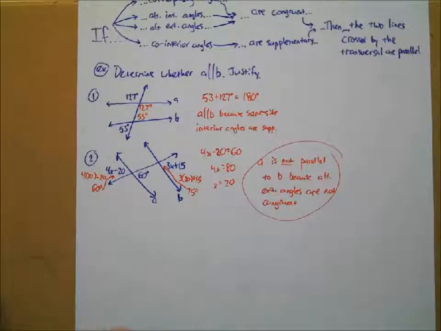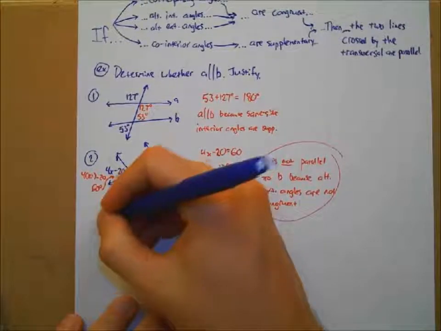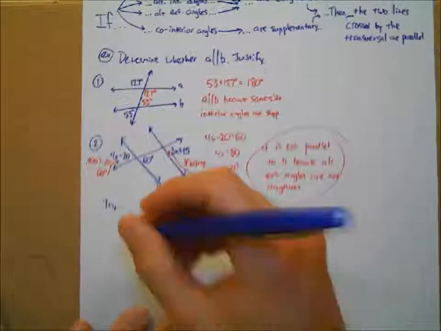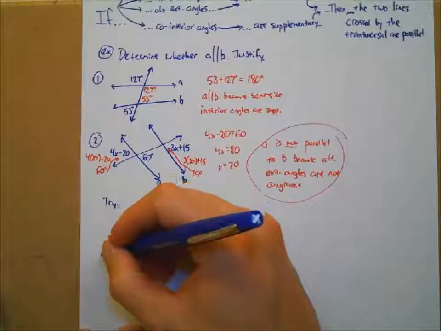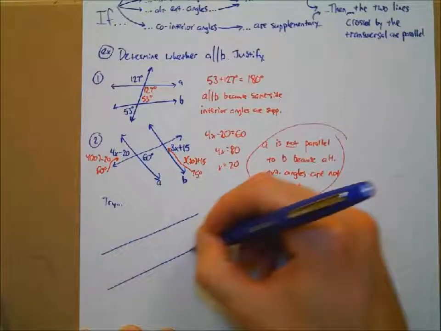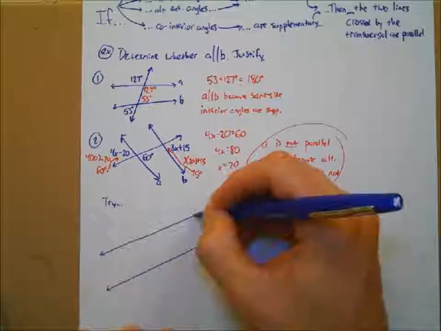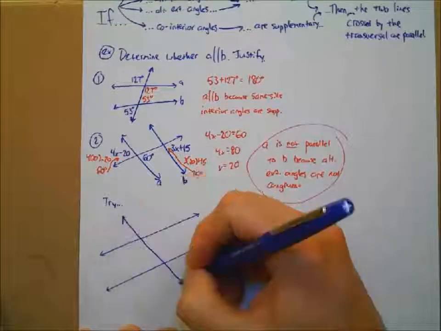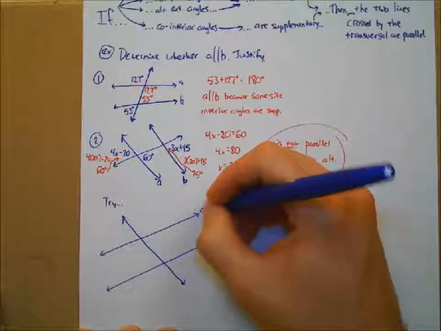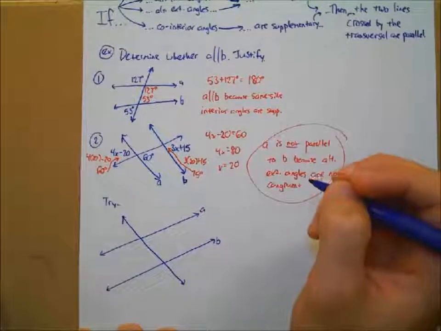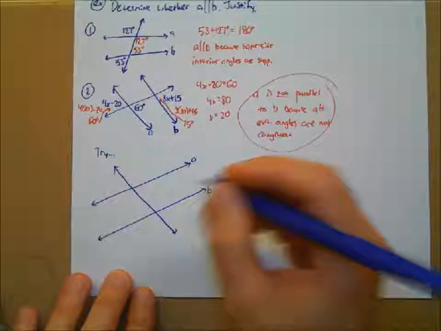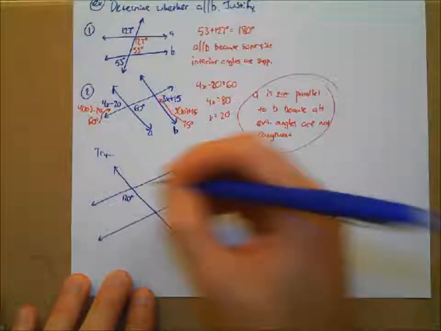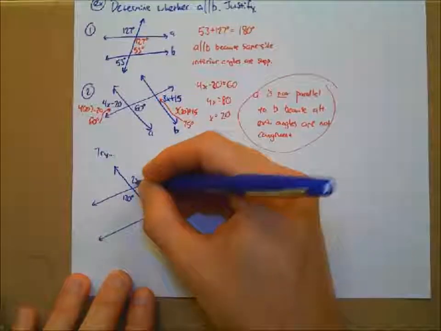All right. Let me give 2 here for you to try. So you guys are going to try 2 here, and then we'll be done. Same directions. Try to show that A is parallel to B.